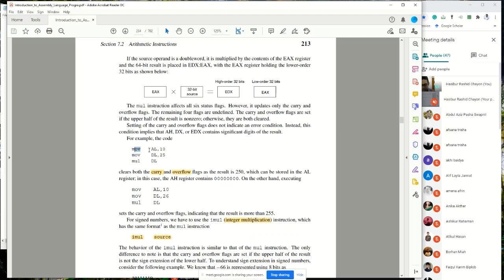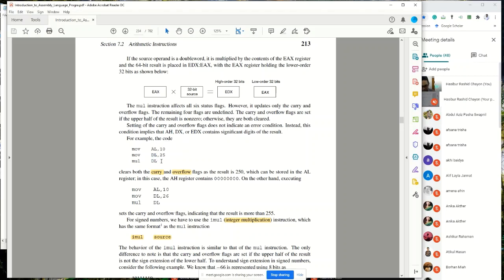look at this example very closely. What is it? We are moving a value of decimal number. By the way, these are decimal numbers. We are not converting, we are moving the decimal number 10 into the AL register because it's 8-bit. We are moving the value of 25 into the DL register. That is another 8-bit. All right.